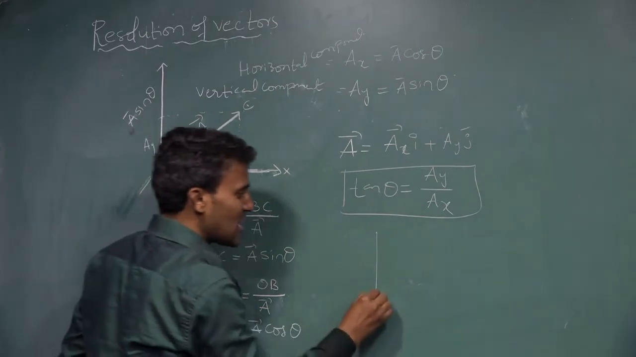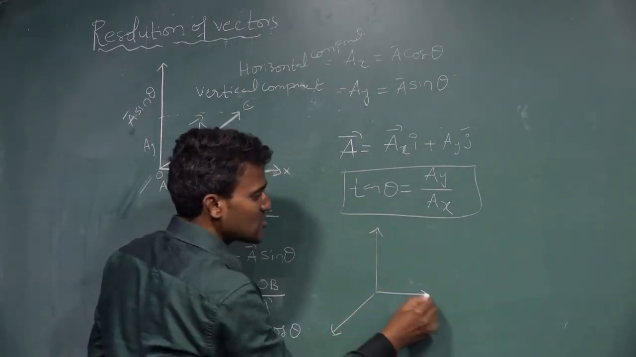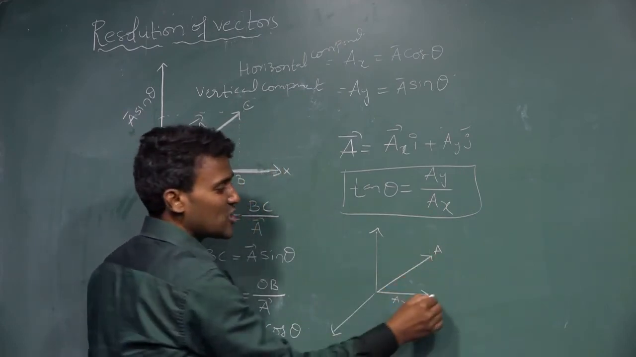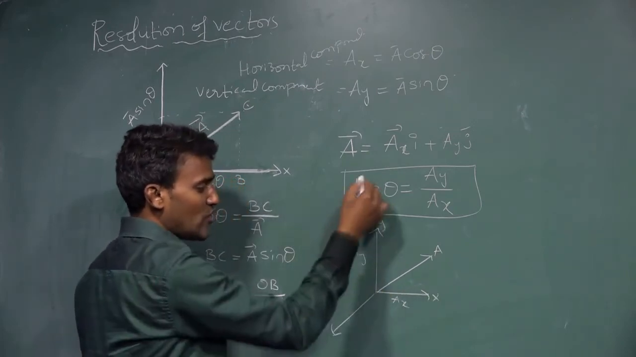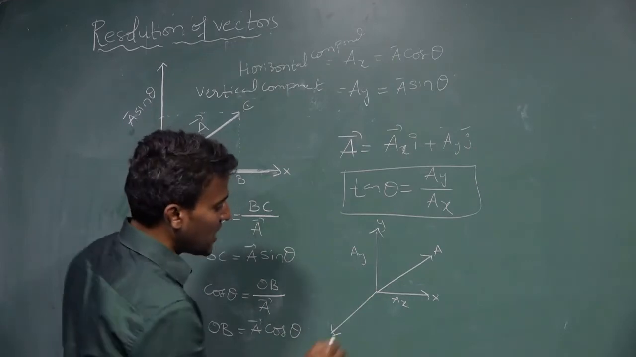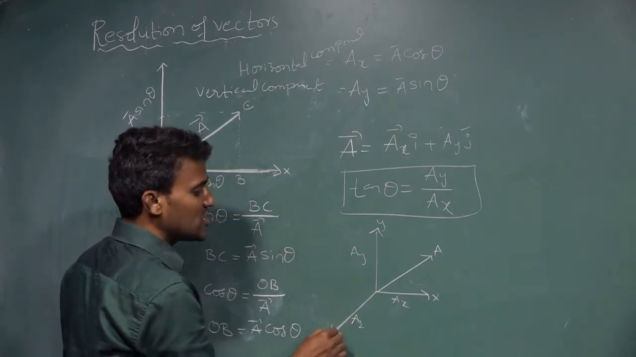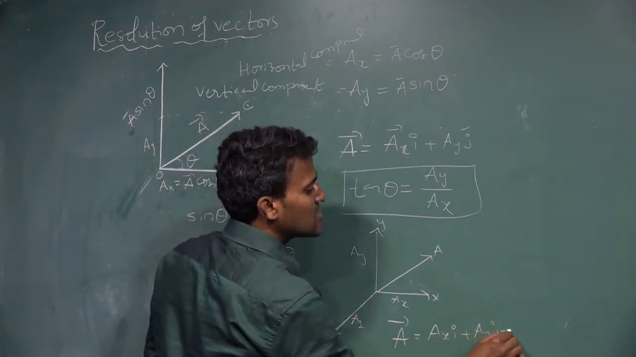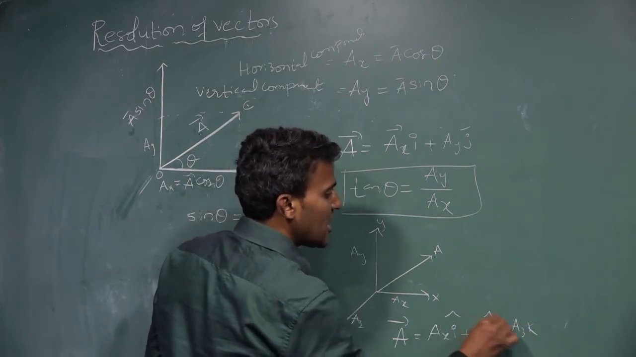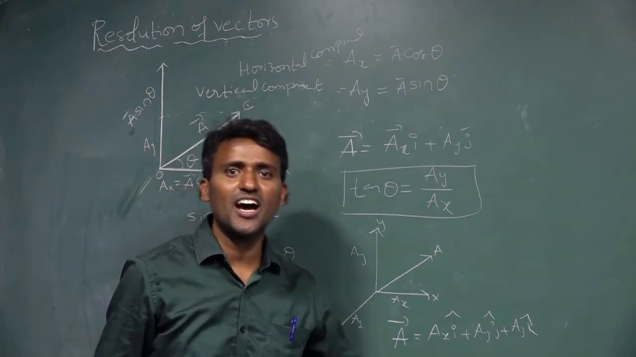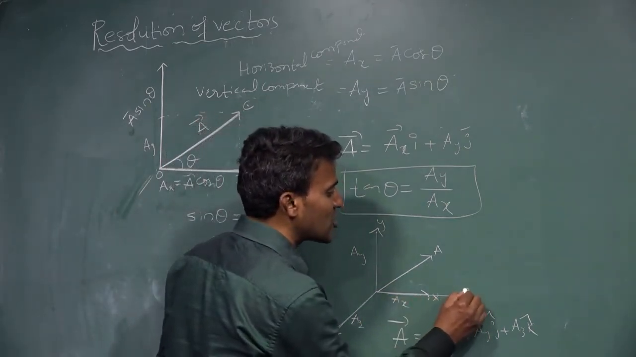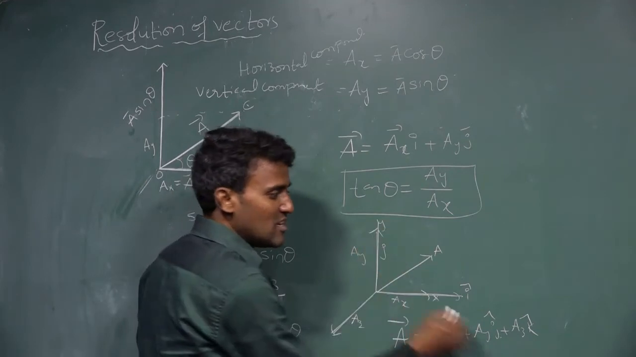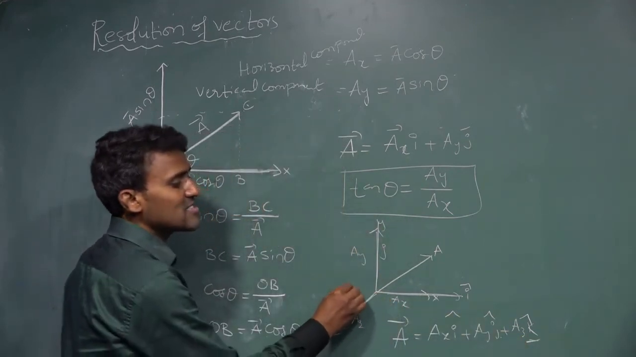If you take the Z axis also, see here, this is vector A, isn't it? AX is along the X direction, AY is along the Y direction, and AZ is along the Z axis. At that moment, A vector is equal to AX i plus AY j plus AZ k. Here i, j, k are the unit vectors. I is the unit vector along the X axis, J is the unit vector along the Y axis, K is the unit vector along the Z axis.